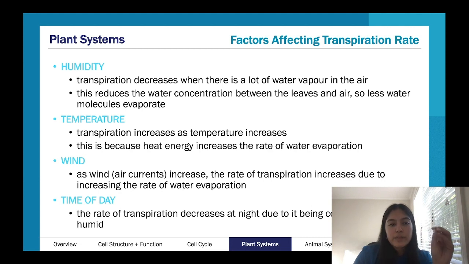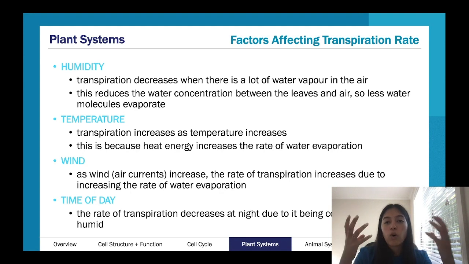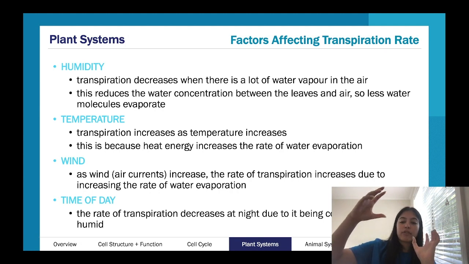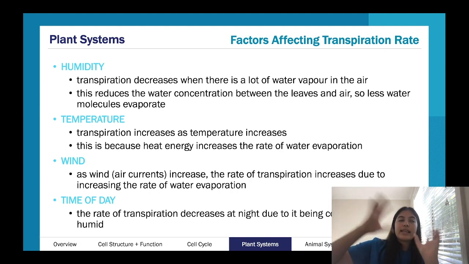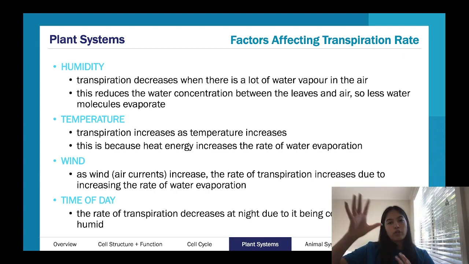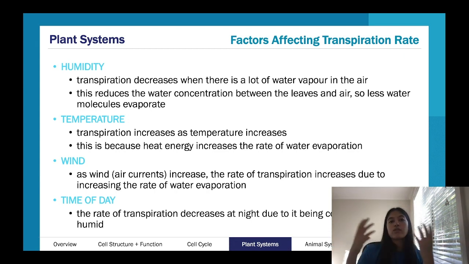So if it's humid, transpiration will decrease because there's a lot of water vapor in the air. Remember that if it's humid, it's hot, but the air is muggy. There's a lot of water in the air, so there's less of a water concentration difference. When we think about movement, from high concentration to low concentration, if there's lots of water in the air, that means the air outside and the leaves inside have a pretty similar concentration. So less water is going to want to come out of the plant. You can almost think of it like isotonic. So that's the idea there.